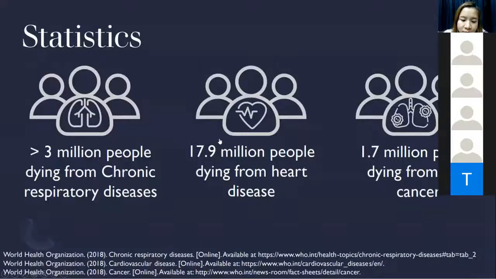This is a statistic from the WHO on the number of people who die from chronic disease, which is less than 3 million people, while heart disease is around 17.9 million people, and lung cancer is 1.7 million. But nowadays, there are more than 3 million people around the world who die from coronavirus.